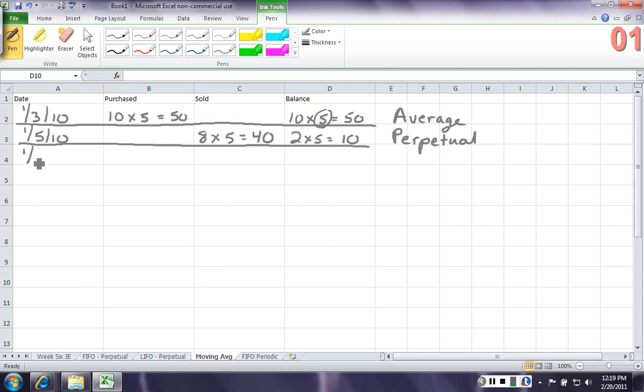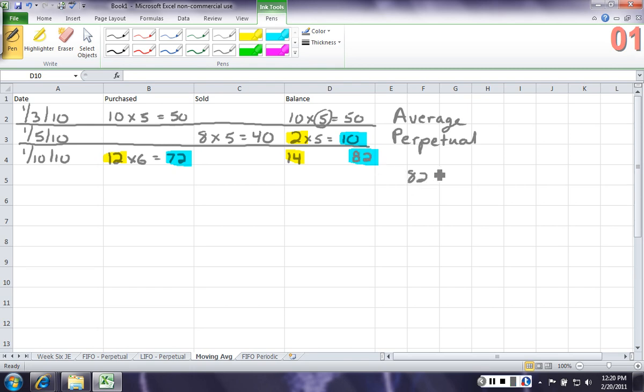On the 10th, I purchased 12 leashes at $6 each for a total of $72. Here's where the average comes into play. I'm going to take these 2 units that I had plus the 12 that I purchased, and I'm going to show that I have 14 units. Then I'm going to take the $10 plus the 72, or my total cost, and I'm going to put that answer right there. So I have $82.